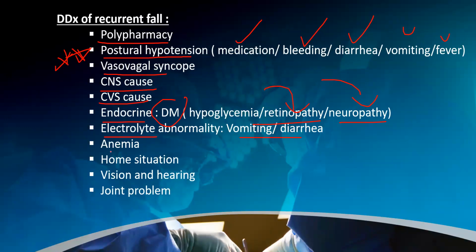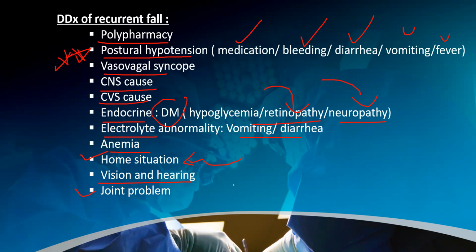Electrolyte abnormality like vomiting, diarrhea, anemia is important. Having troubled vision and hearing can be a cause. And always, always try to find out the home situation. Most of these patients live alone, like a 60-year-old living alone at home, does not have any support. Sometimes they can have poor lighting in their house. They can have loose carpet in their house. Or they might not have a good handle on the stair. All of these things can result in recurrent fall in this patient. And it is very important to deal with that as well.